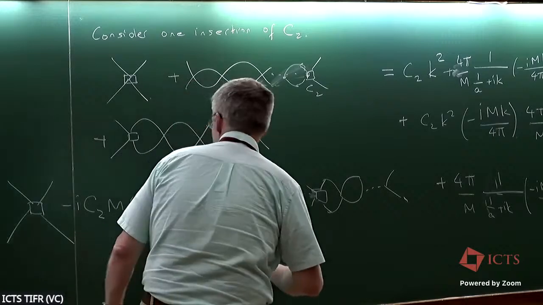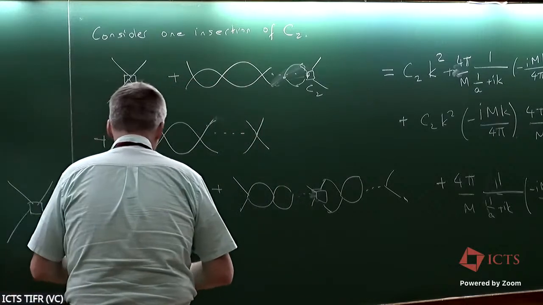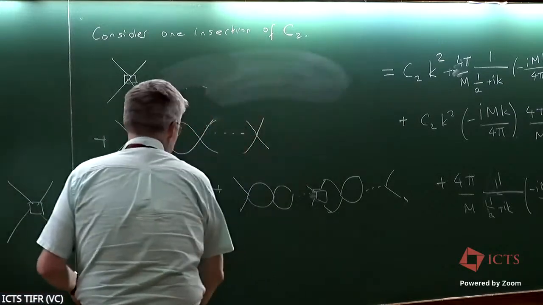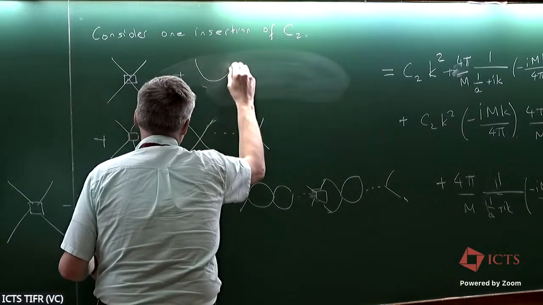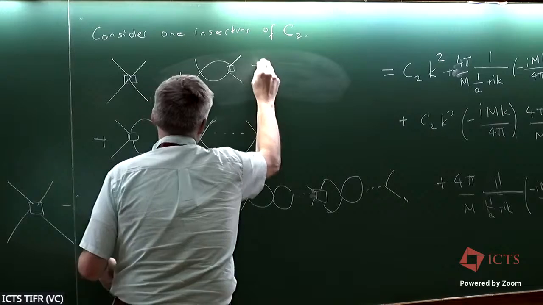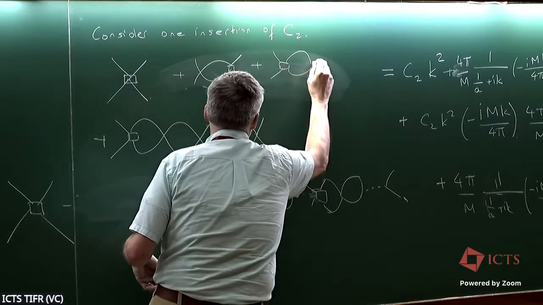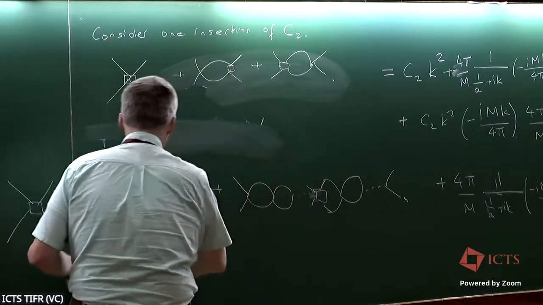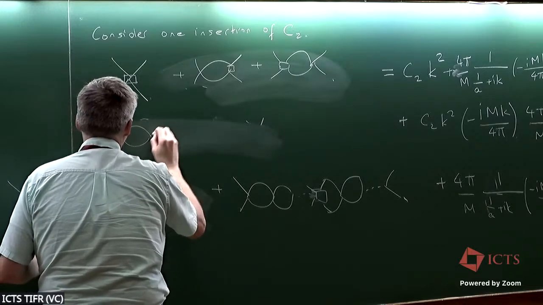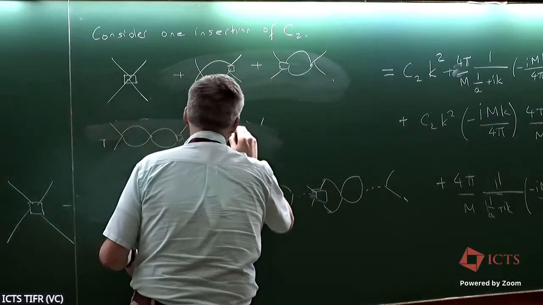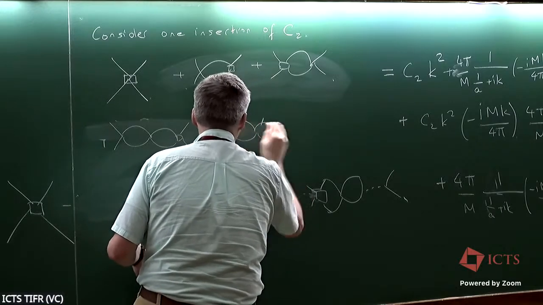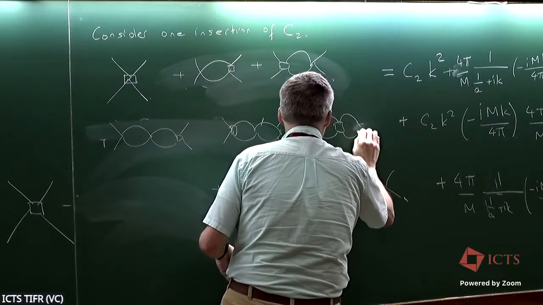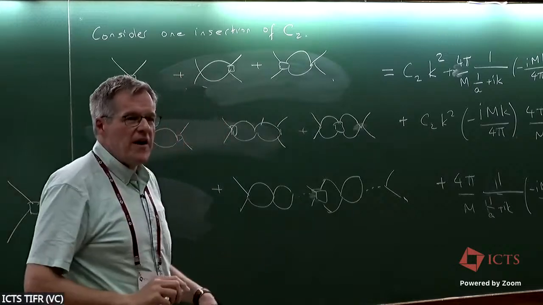So, I didn't draw all the diagrams. If we work this out loop by loop, instead of trying to jump here, you would have this. And then at 2 loops, you can put the 2 loops on the front. You can put the 2 loops on the back. Or you can put 1 loop on the front and 1 loop on the back. And then you just keep going.